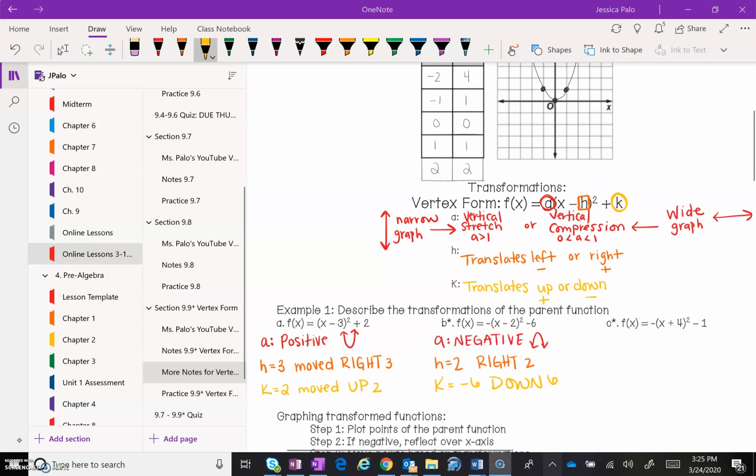Example B has a negative A. That means it's going to reflect over the x-axis and it's going to be negative. H is 2, so we are moving to the right 2. K is negative 6, so the parent function is going to move down 6. So you are flipping your parabola over, moving to the right 2, and then moving down 6. Now, freeze the video and do C on your own.